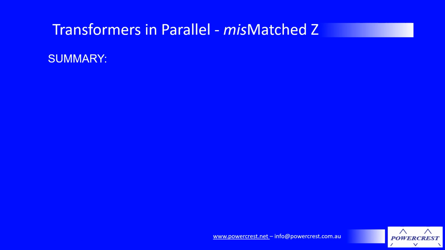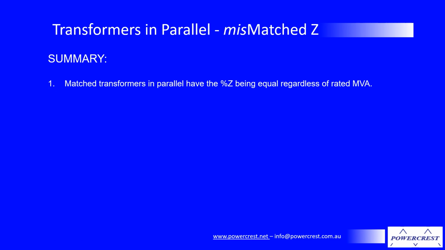Okay, in summary, number one, matched transformers in parallel must have the percentage Z of each transformer being equal, regardless of the rated MVA of each transformer. Maybe if I can explain with an example to just make it a bit more clear. Let's say I have a 5, a 10, and a 20 MVA in parallel. Okay, this is just a theoretical example. You probably may not have such a situation, but just let's suppose for argument's sake that you have a 5, 10, 20 MVA in parallel.